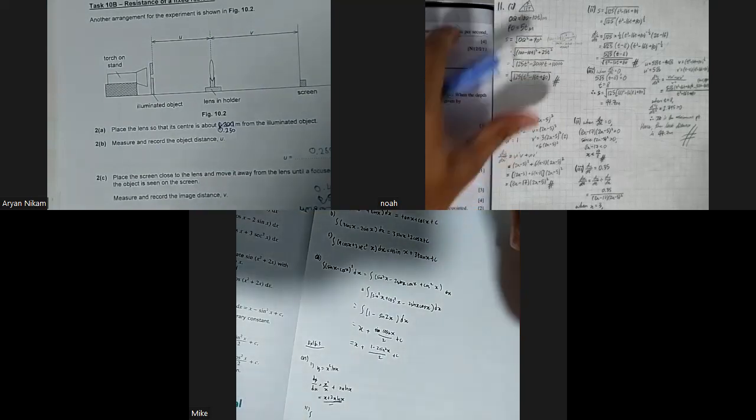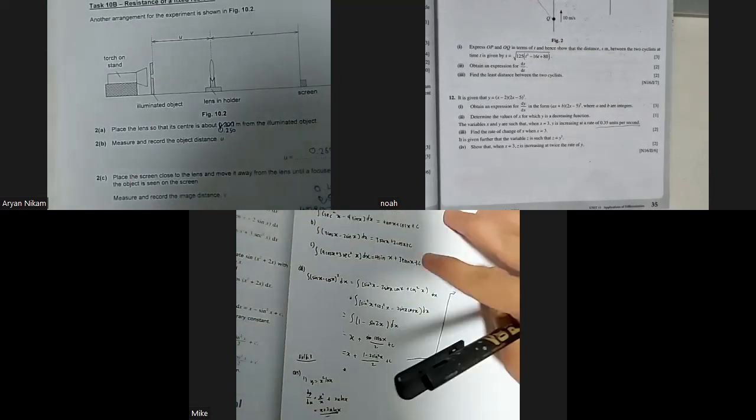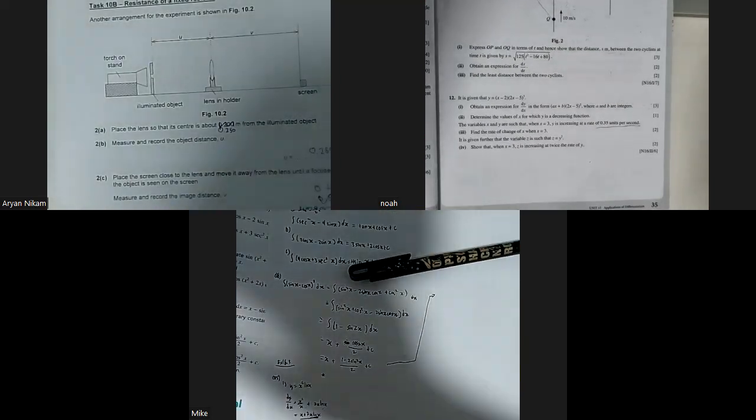Noah, any questions so far? Yeah. All right, please show me your question. 12. All right, I'll zoom in just a bit, please. Sorry, zoom out a bit. It's cut off already. Just zoom out a bit.